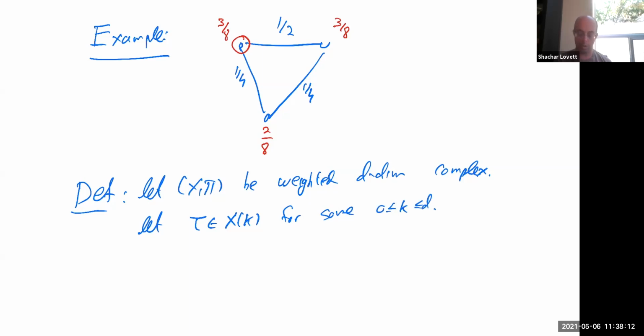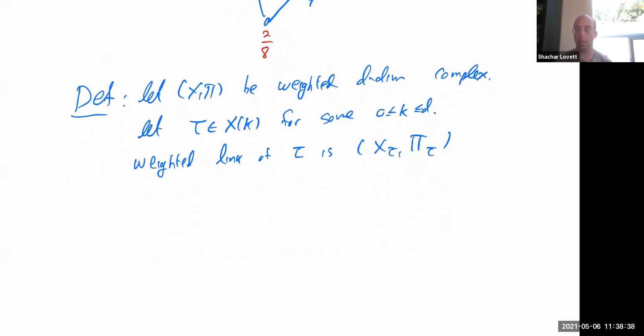So we've seen that. So the weighted... we're going to have the weighted link of tau, X_tau with pi_tau. So again, X_tau is what we saw before, just the link of tau. Take all the faces containing tau and remove tau from them. What is the distribution pi_tau? Well, it's basically going to be: you take the distribution over the relevant faces, but then you normalize it so it becomes 1.